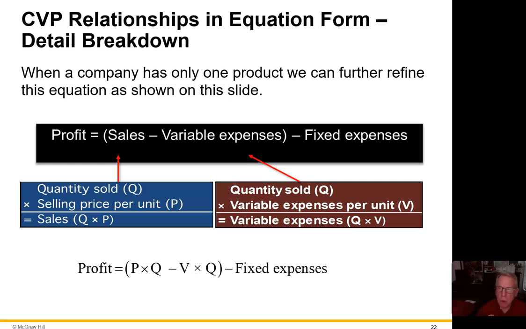And when we left off, we were looking at a company that had only one product and refining that equation a little bit. So here's our equation that we talked about in the earlier slides. Sales can be computed by taking the quantity sold times the selling price per unit. And that gives me Q times P here to get to sales. And then our variable expenses can be similarly calculated by taking our variable expenses per unit and multiplying that times the quantity sold, minus, of course, the fixed expenses.